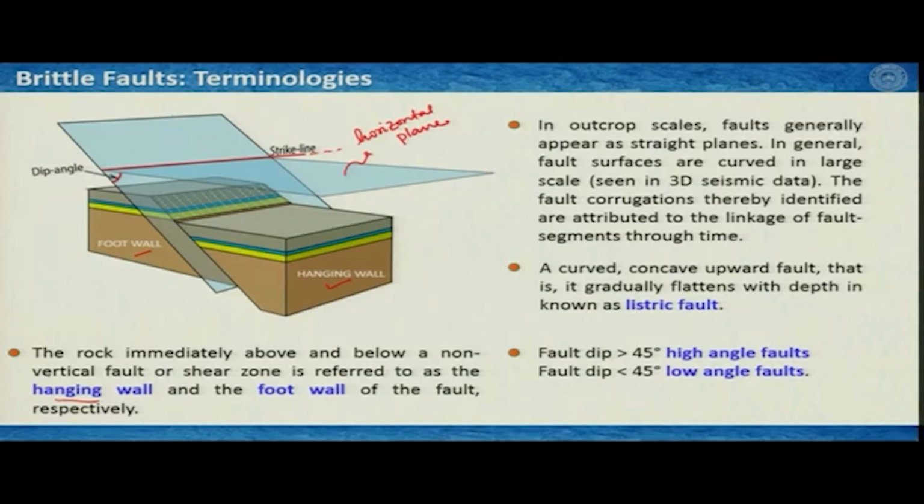So, when the fault is curved and concave upward, and it gradually flattens with depth, that means the dip generally reduces with depth, then this is known as a listric fault. We will see the diagram soon. If the fault dip is greater than 45 degrees, then we call it a high angle fault, and if the fault dip is less than 45 degrees, then we call it a low angle fault.